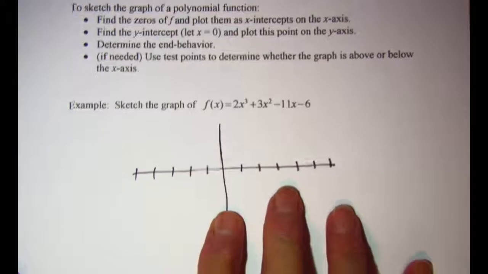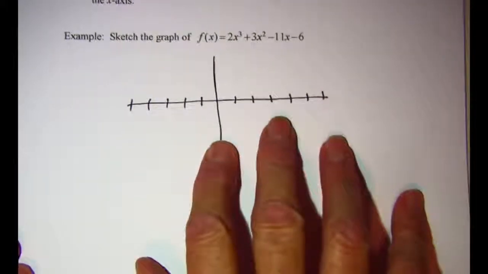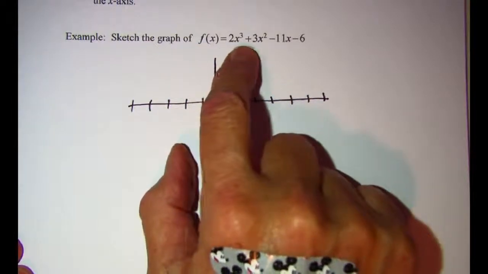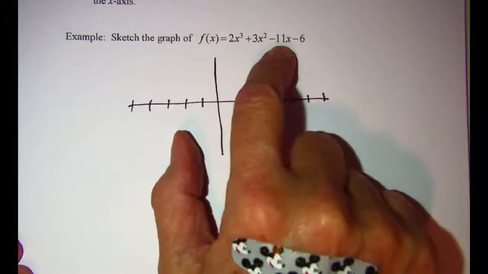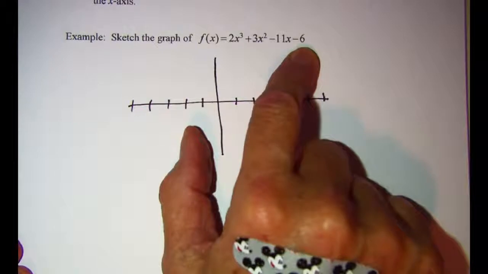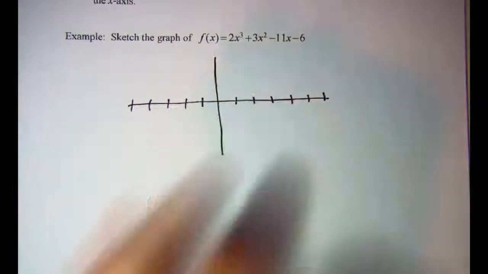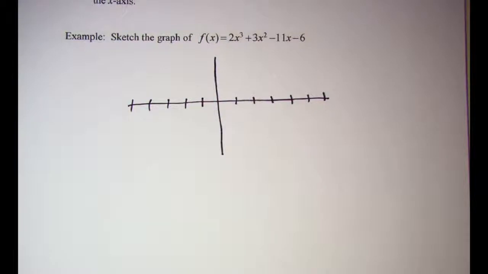The example that we'll be working with is f of x equals 2x cubed plus 3x squared minus 11x minus 6. Now, since this function is not in factored form, we're going to have to use all the tools at our disposal for finding the zeros of f.